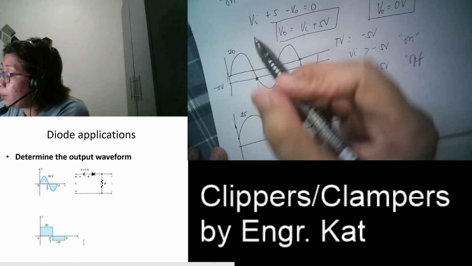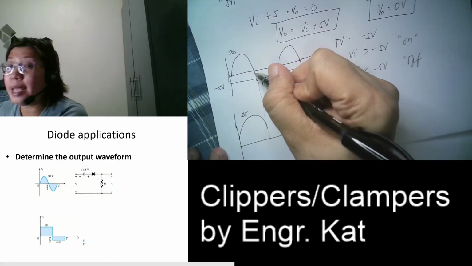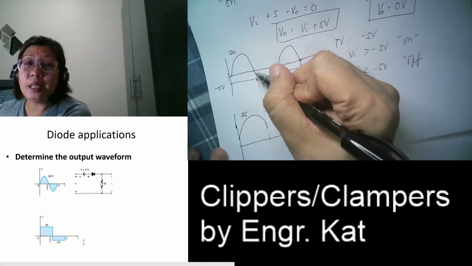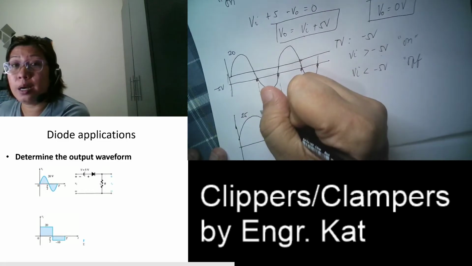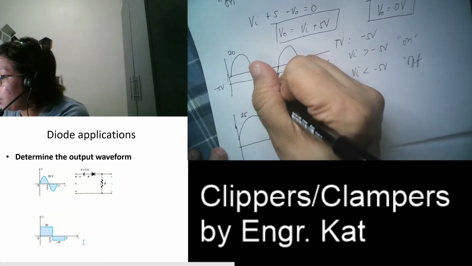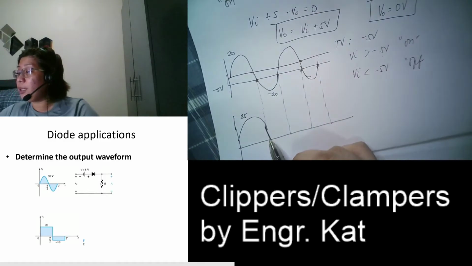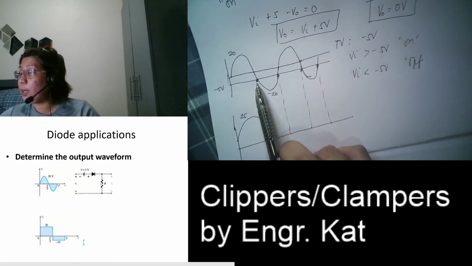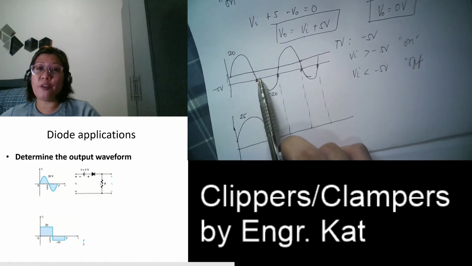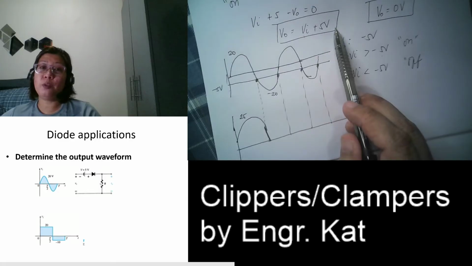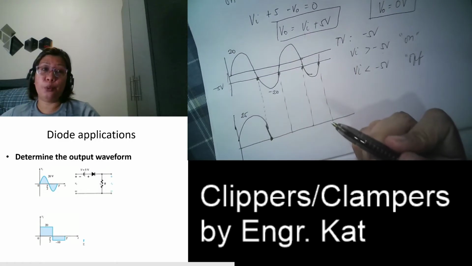So when my input is, for example, negative 1 here, it is negative 1 plus 5. So my output is still 4. Until I reach the transition. So what is the transition? My transition is when the input is negative 5. So when my input is negative 5, I have negative 5 plus 5, that is the time that I will be here at 0.